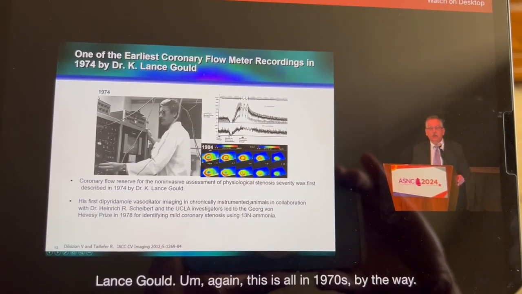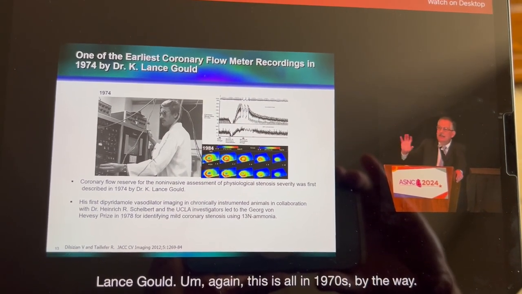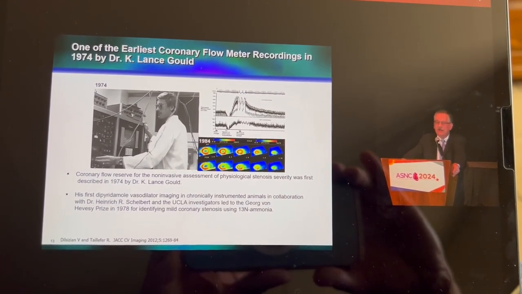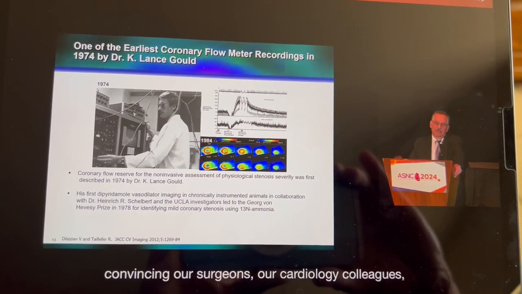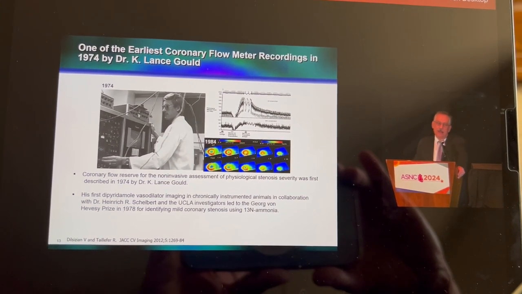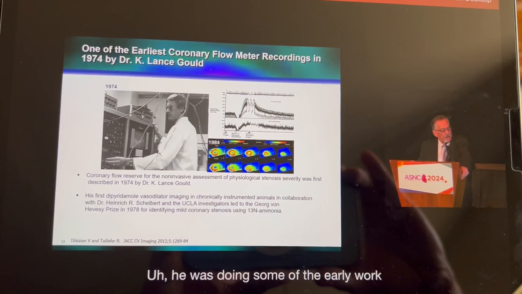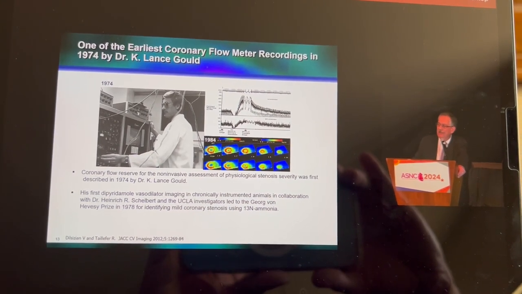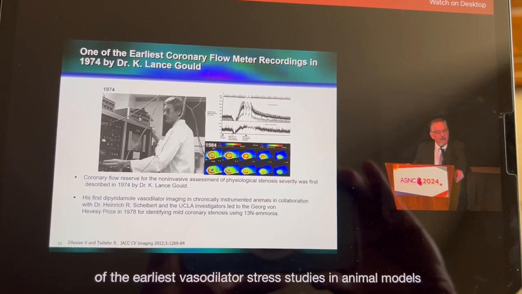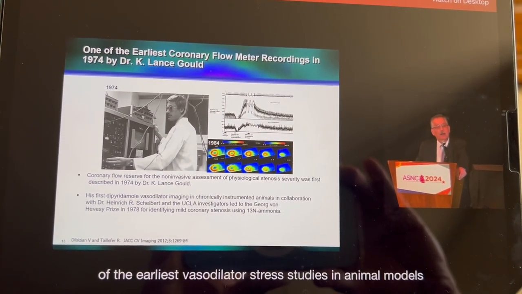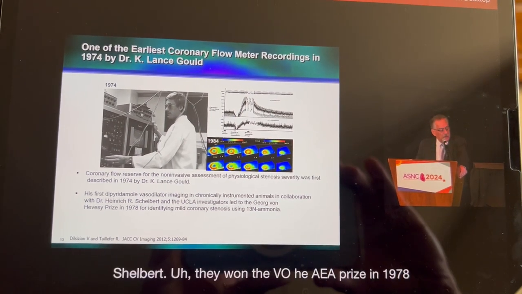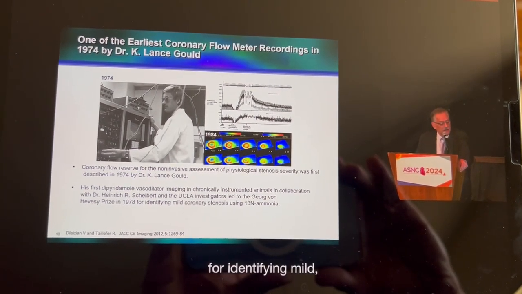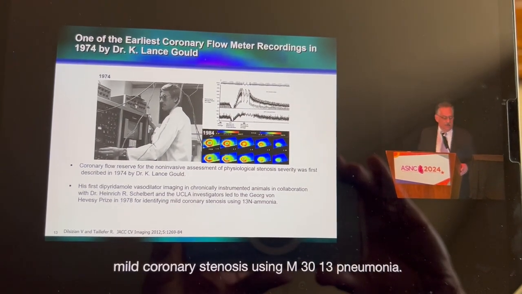Dr. Lance Gould, again, this is all in the 1970s, by the way. Remember, the field just started, and all of these great inventors and scientists were moving the field forward, convincing our surgeons and our cardiology colleagues that this is an important field. He was doing some of the early work with coronary flow reserve that we have come to appreciate very well now. He used some of the earliest vasodilator stress studies in animal models. In collaboration with Dr. Schelbert, they won the von Hevesy Prize in 1978 for identifying mild coronary stenosis using N13 ammonia.